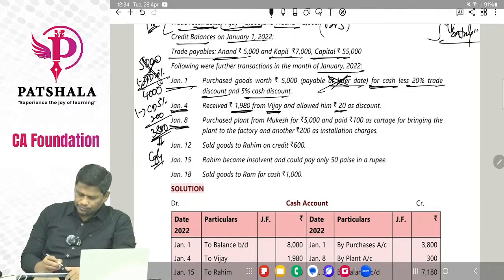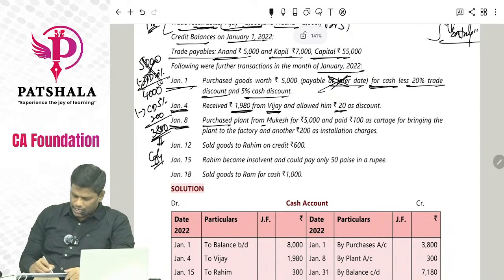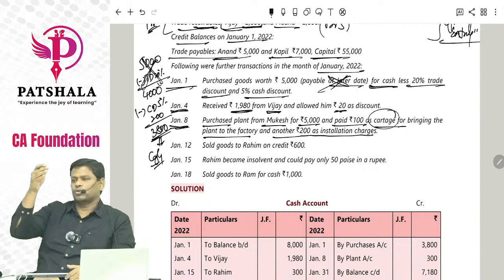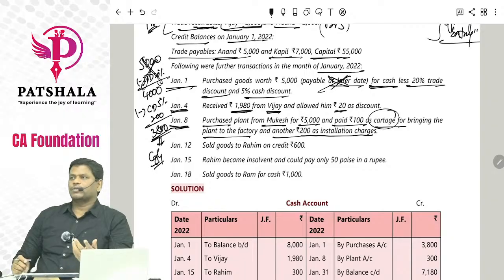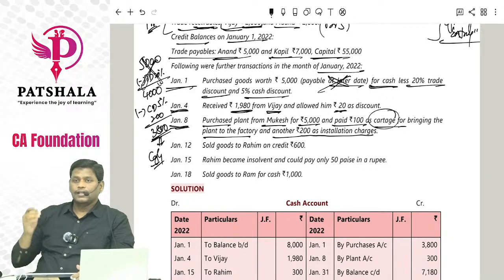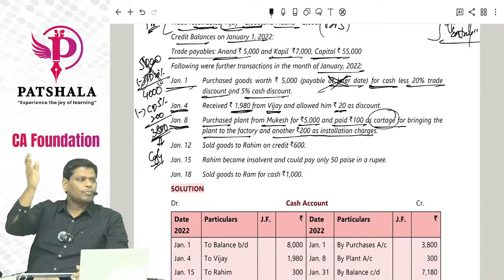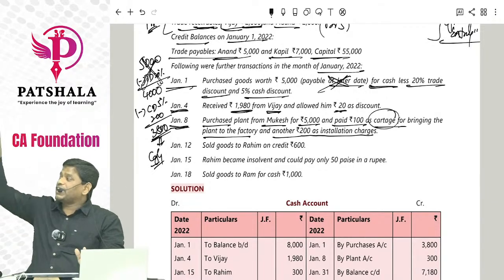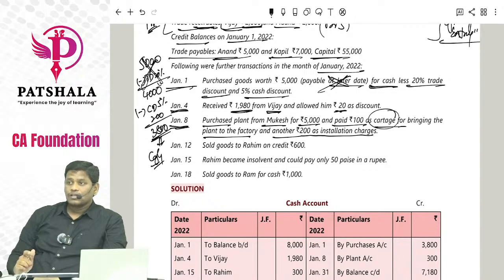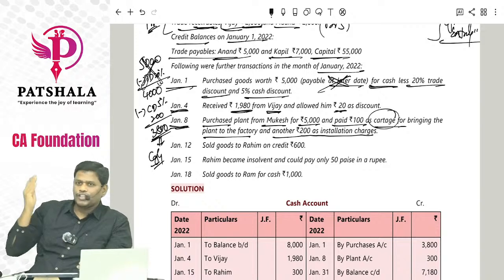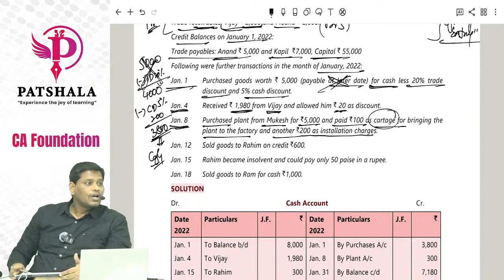January 8th. Purchase plant from Mukesh 5,000. Paid 100 as cartage and 200 as installation. What is cartage? Transport. Transport is called cartage. Now say for example we want to buy this AC. I purchase the AC from Bajaj Electronics. If you buy the AC, it will not fly and fit here. First you have to transport it. That is called cartage. After they come, the AC has to be fitted. What you should do? That is installation.